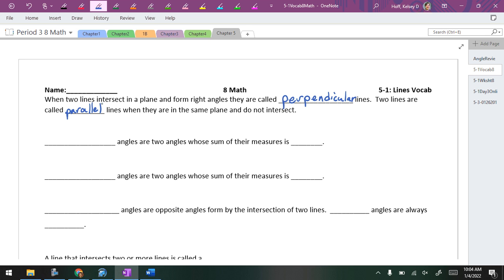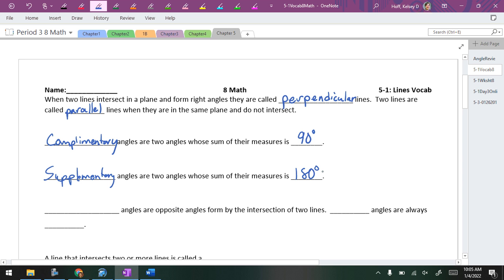Blank angles are two angles whose sum of their measure is, and you get to fill it in. What one do you want to talk about first? Right. Nope. No, wait. That's not what they're called. Complementary. It did say complement in your homework. Yep. Complementary angles are two angles whose sum of their measures is 90. Very good. Supplementary. And supplementary angles are two angles whose sum of their measures is 180 degrees.